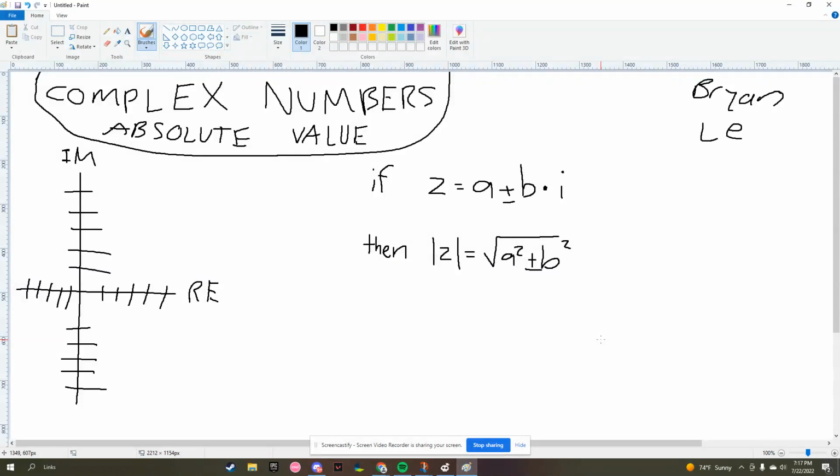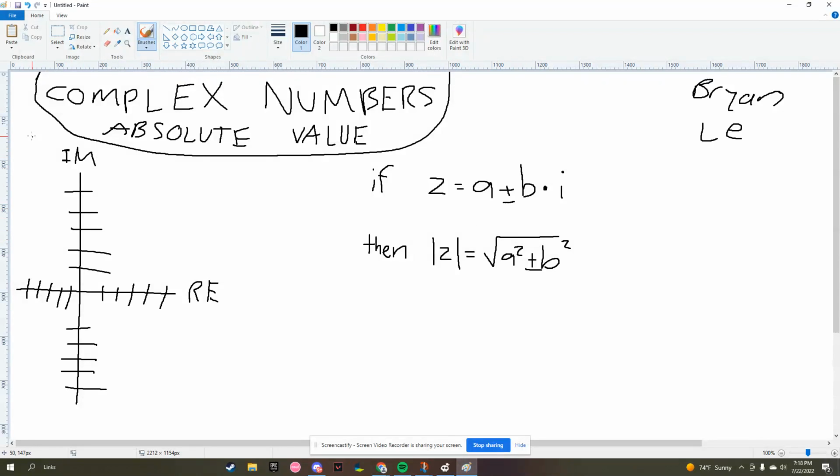Hi, my name is Brian Lee, and today I'll be showing off how to find the absolute value of complex numbers. So, when it comes to finding the absolute value of complex numbers, there are two ways of finding it. There's a visual way and there's a mathematical way.